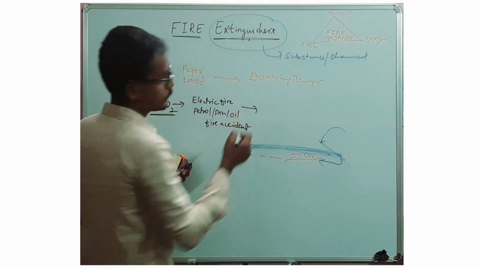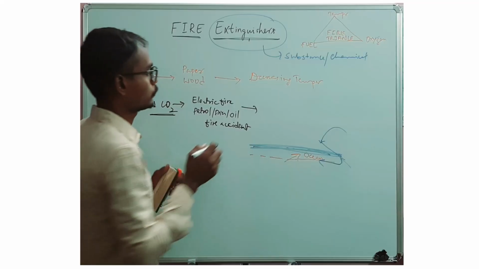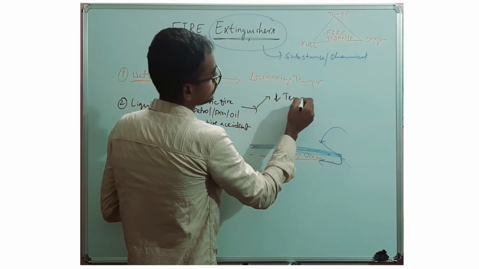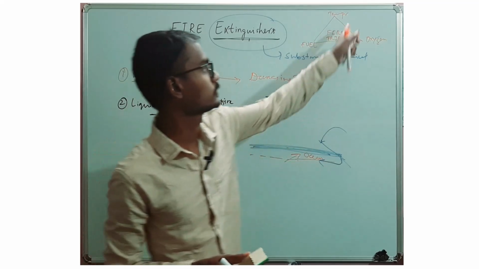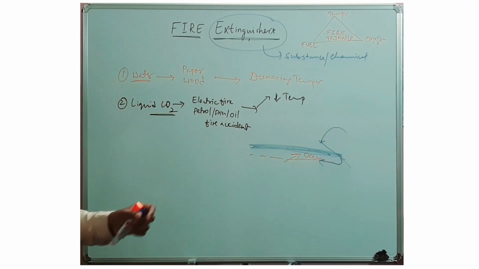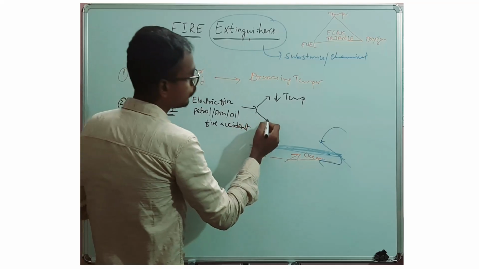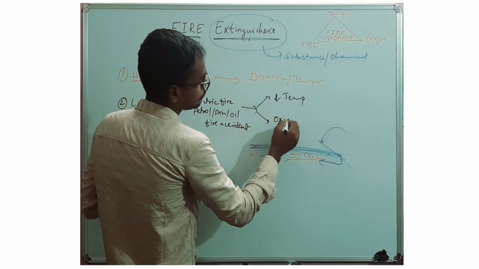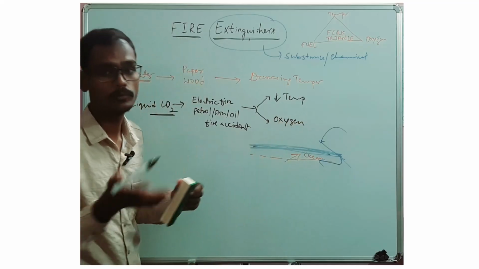It does two things. One is, it decreases the temperature. It eliminates one component. Then definitely what happens? The fire is controlled. Okay. And it also does one more thing, that is, it cuts off the oxygen supply. Means it eliminates the oxygen.